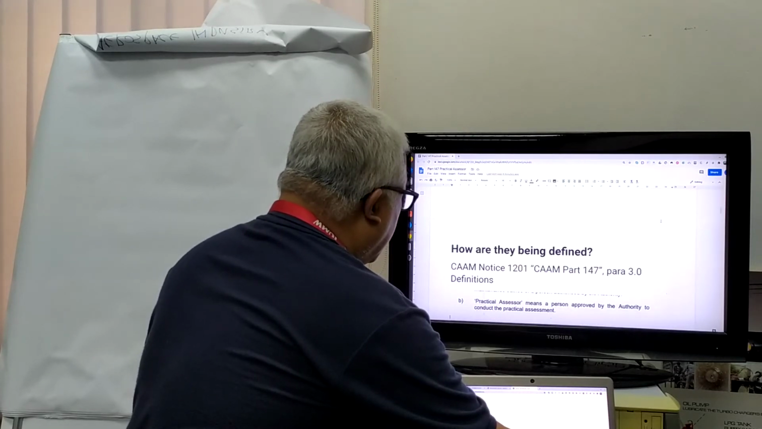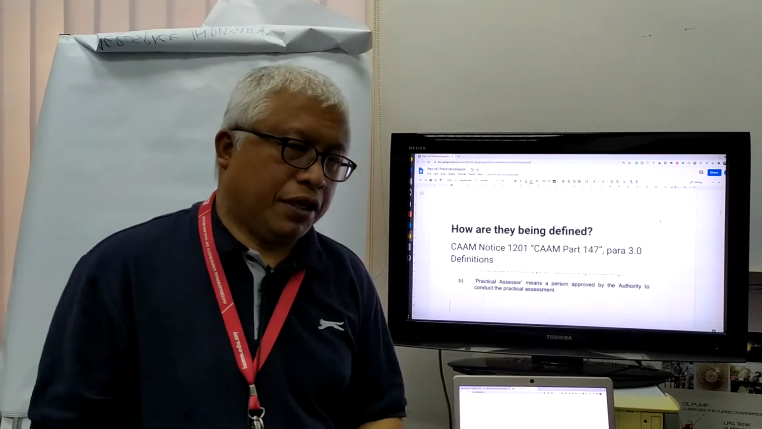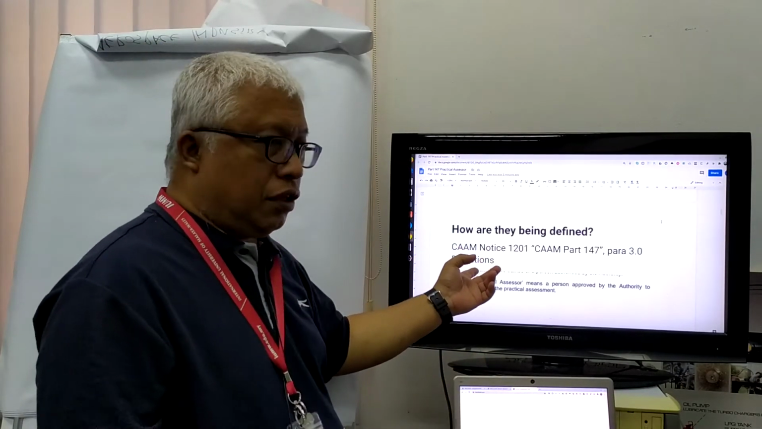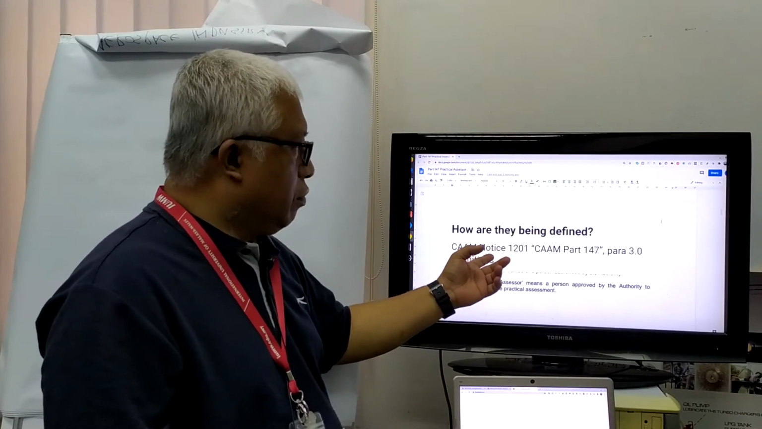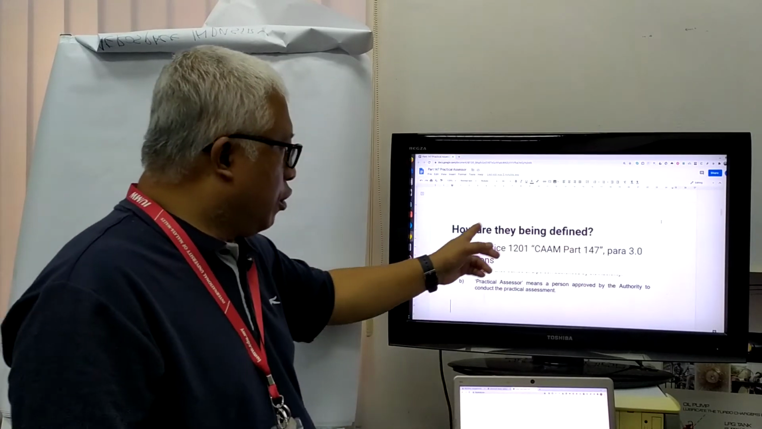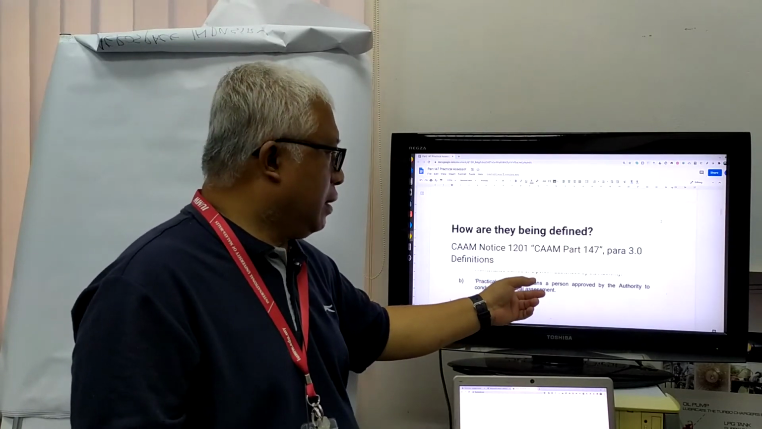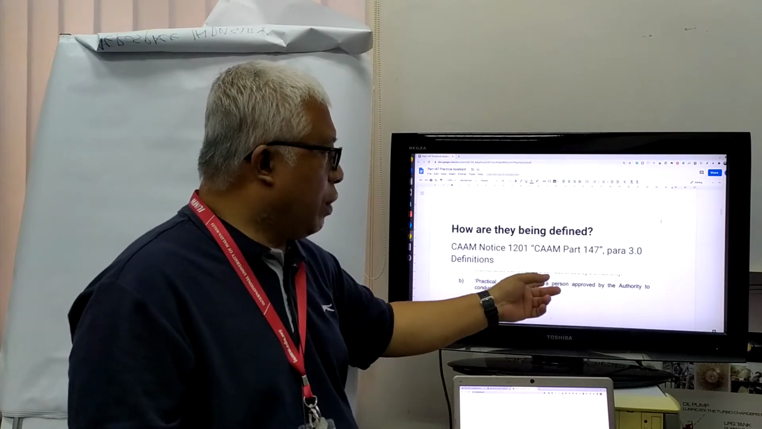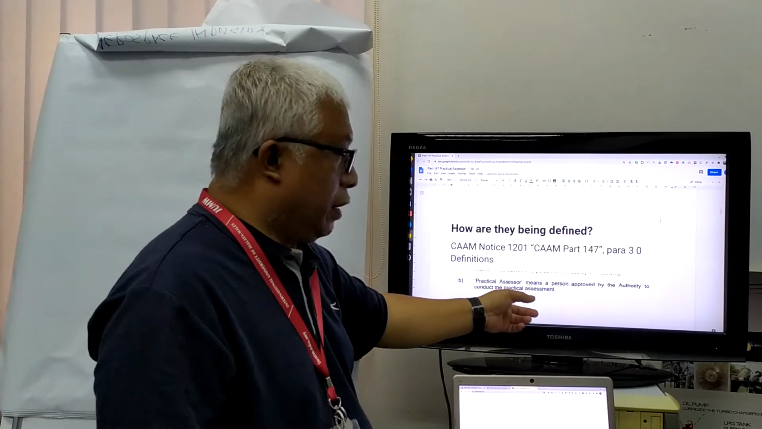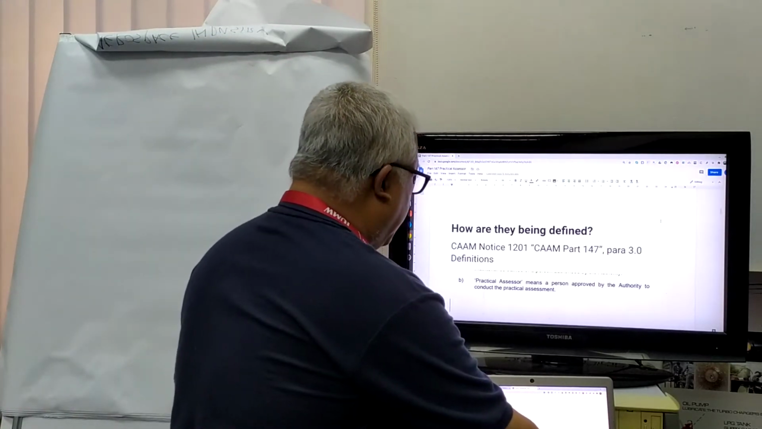Next, how are they being defined? Where is the definition of practical assessor? To find the definition of practical assessor, you go to the Civil Aviation Authority of Malaysia Notice 1201, which is Civil Aviation Authority of Malaysia Part 147, Para 3.0, which is definition. The practical assessor is defined as a person approved by the authority, which in our situation is the Civil Aviation Authority of Malaysia, to conduct practical assessment. That is how we define the practical assessor.